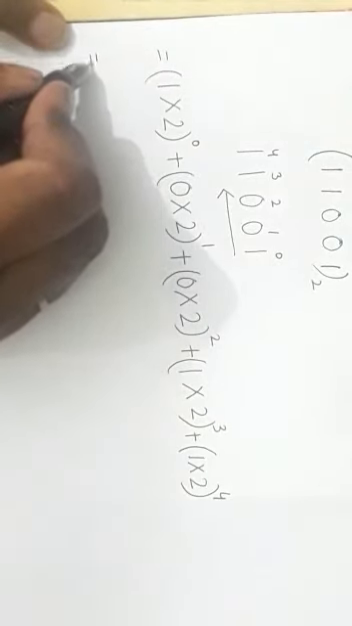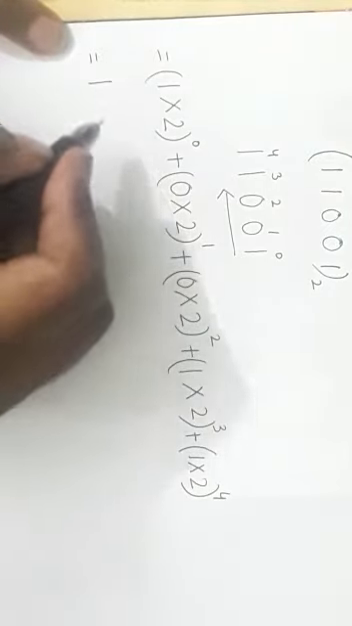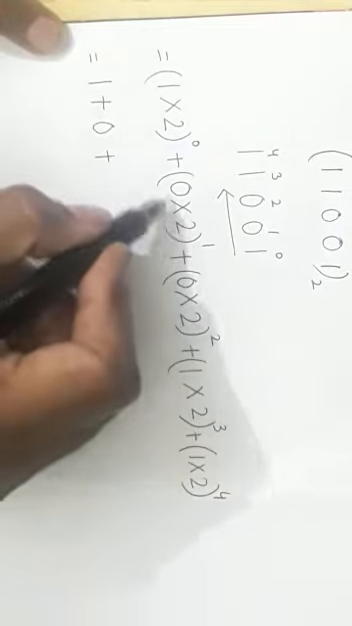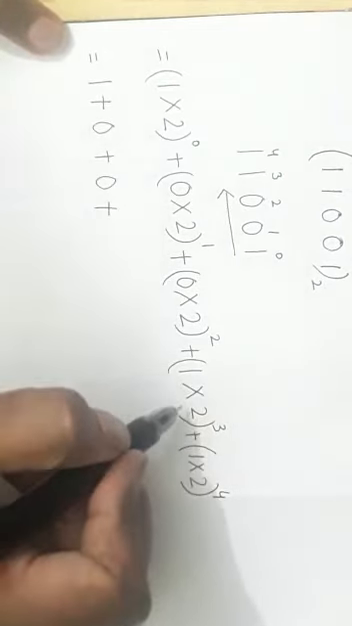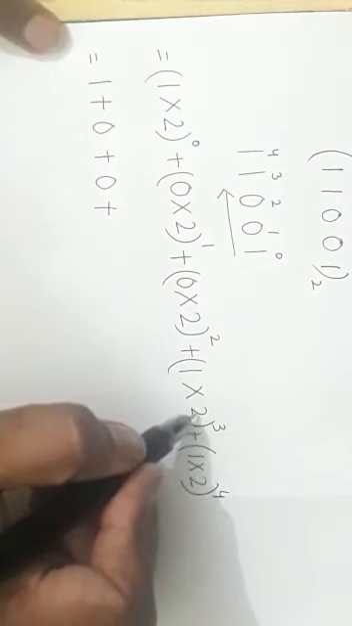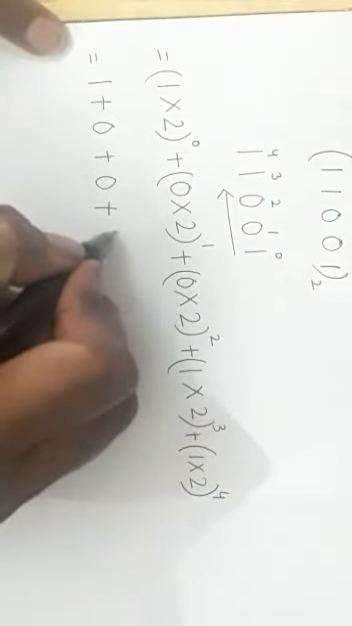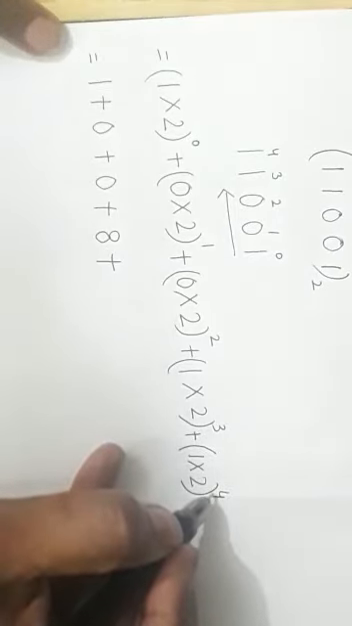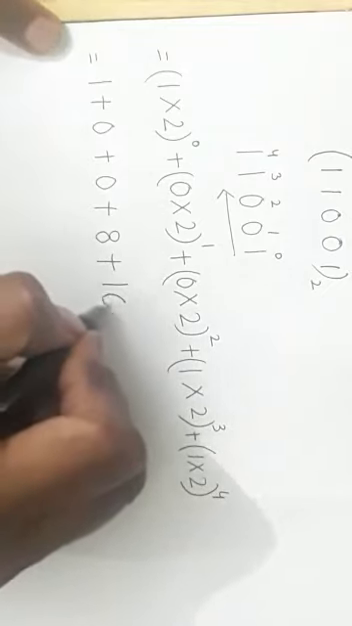Now let us calculate. 1 into 2 power 0 is 1, plus this is 0, because when we multiply any number with 0 that will be 0. Here also 0. Then 1 into 2 power 3: 2 into 2 is 4, 4 into 2 is 8. Plus again 1 into 2 power 4: 2 into 2 is 4, 4 into 2 is 8, 8 into 2 is 16.